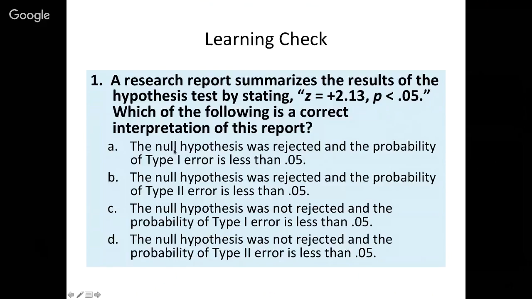Okay, so for A and B, the null hypothesis was rejected. And alpha is the probability of type 1 error, right? So we compare to the alpha, which is 0.05. This is the probability of type 1 error. So it's smaller than 0.05. Then we can figure out the correct choice is A.